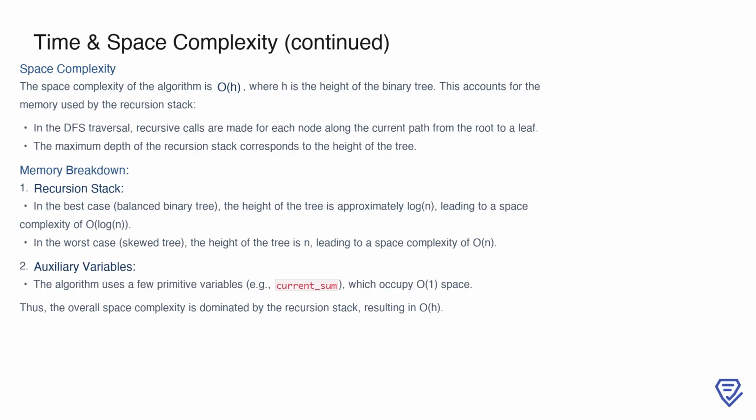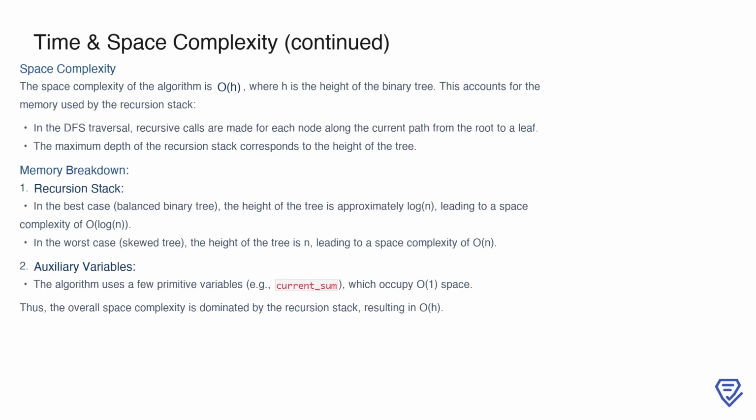Now, looking at the space complexity, it is O(h), where h is the height of the binary tree. This arises from the memory used by the recursion stack during a depth-first traversal. Specifically, each recursive call corresponds to a node along the current path from the root to a leaf, and the maximum depth of these calls is determined by the height of the tree.